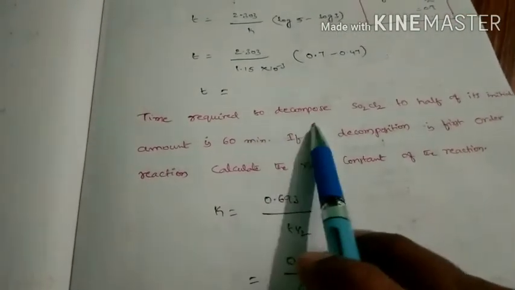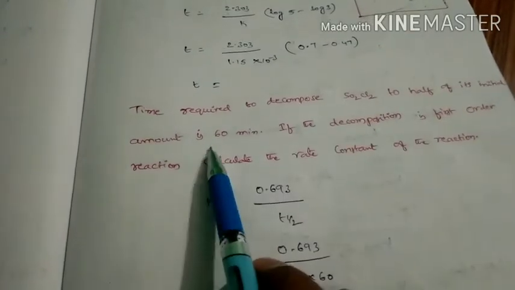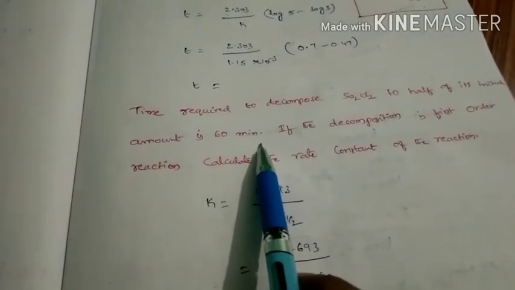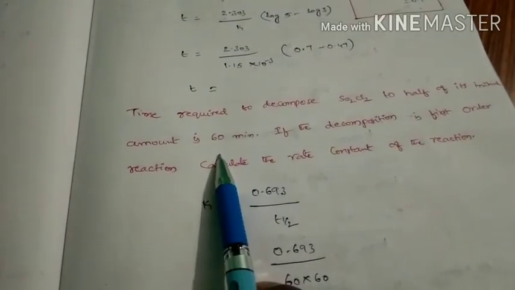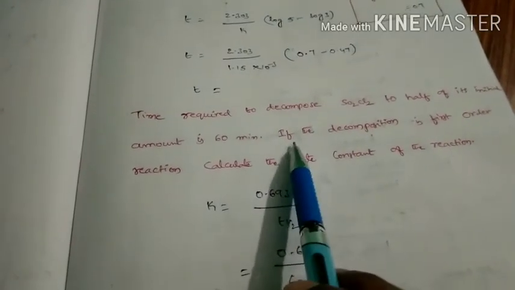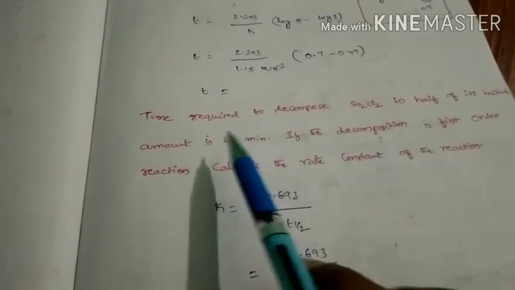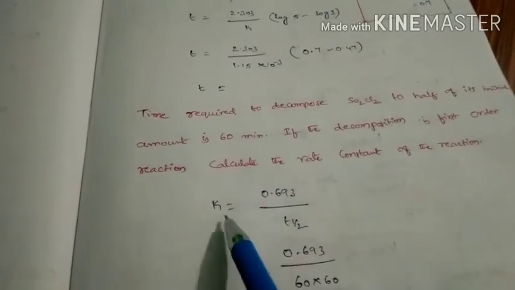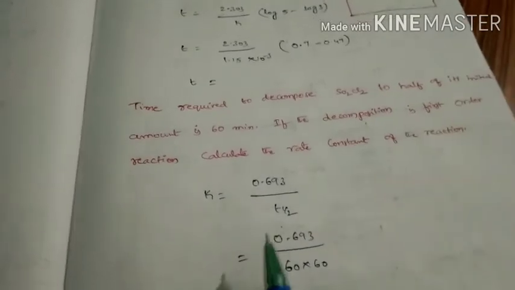Next, one more problem is given: the time required to decompose SO2Cl2 to half of its initial amount is 60 minutes. That means half life, T half, is given for a first order reaction. If the decomposition is first order, calculate the rate constant. That means T half is given, we have to find K. We know that for first order reaction K equal to 0.693 by T half, that's all. If you substitute that value, then you get the answer.